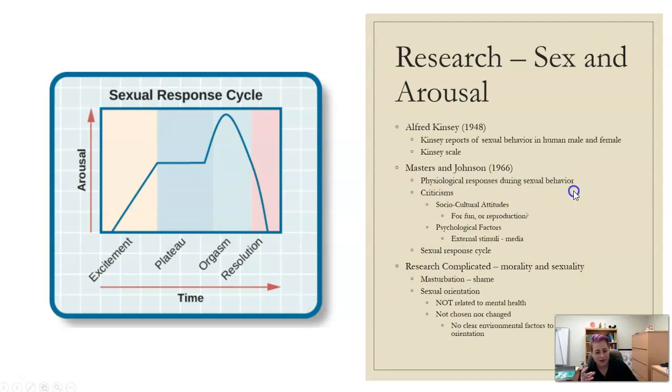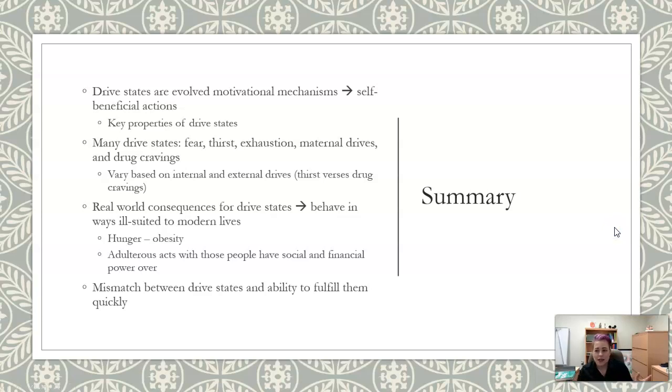And this is just another interesting facet because we have morality that also plays a role in how we assess it. So drive states are evolved emotional mechanisms. So self-beneficial actions are going to take precedence. Many drive states: fear, thirst, even exhaustion. I know exhaustion is a big one for me. Maternal drives, and sometimes even drug cravings if your body's addicted to a substance. These are going to vary based on internal and external drives. So whether something's coming from a cue from within or something in your environment that's associated with that drive.